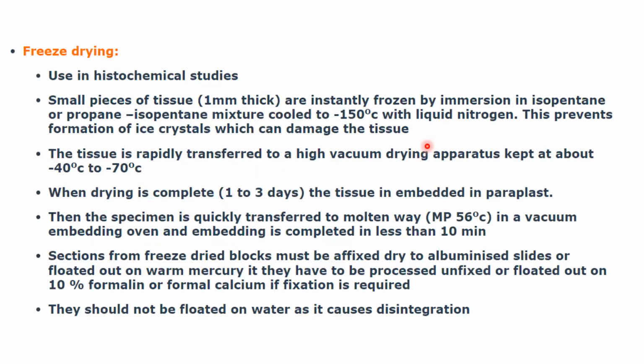As I stated, small pieces of tissue will be instantaneously frozen by immersing in isopentane or propane. Isopentane mixture is cooled to -150 degrees centigrade with liquid nitrogen. This prevents formation of ice crystals that can damage the tissue. So the tissue is rapidly transferred to a high vacuum drying apparatus.